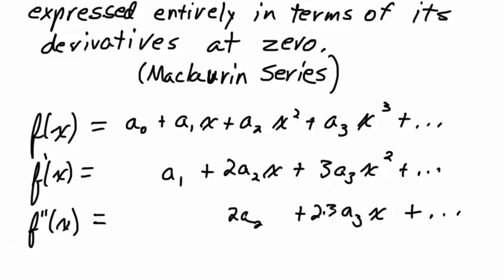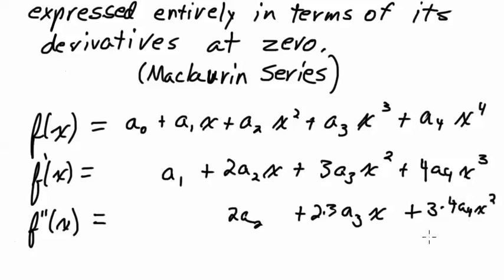As a matter of fact, let's go ahead and extend these series out at least one more term. So this becomes a sub 4 x to the fourth, and this becomes 4a sub 4x cubed, and this becomes 3 times 4a sub 4x squared.